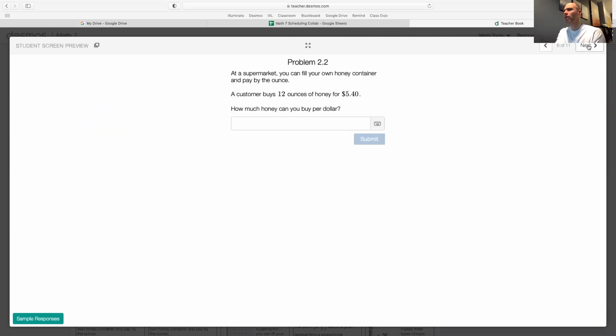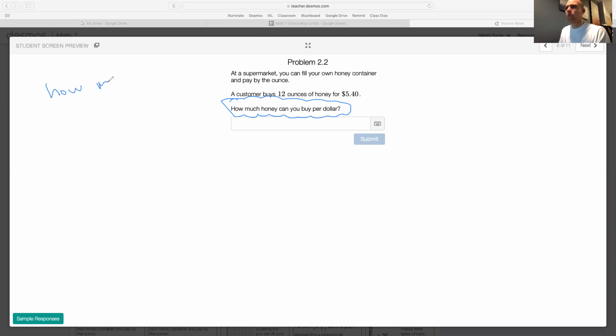And so now it's literally the exact same question, but they're asking us the other way now. Rather than asking us what's the cost per ounce, how much money are we paying every time we buy 1 ounce of honey, they want it the other way. They want to know how much honey you can buy for $1. So this is still a unit rate, right? But in this case, the unit is $1. If I have $1, how much honey can I get?